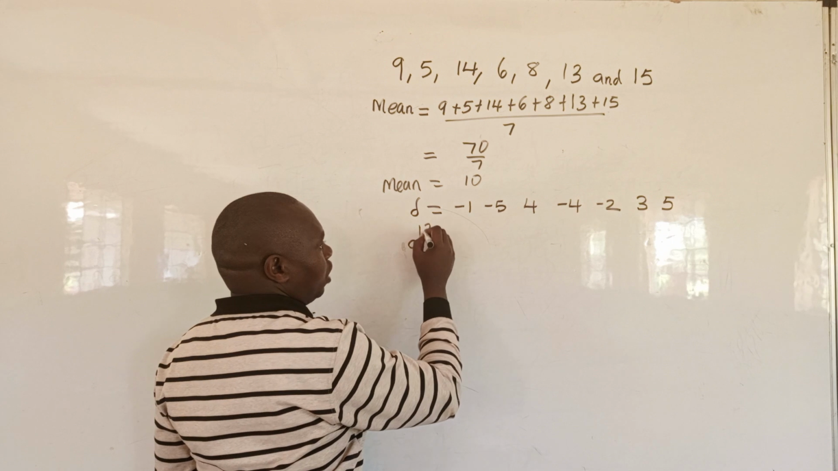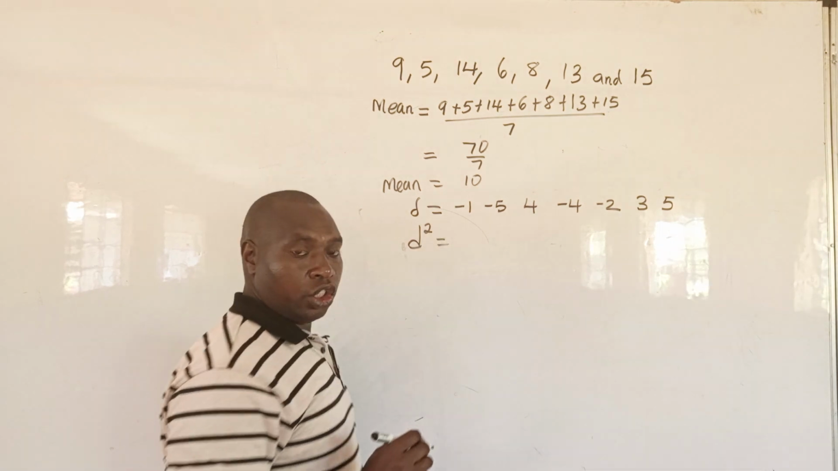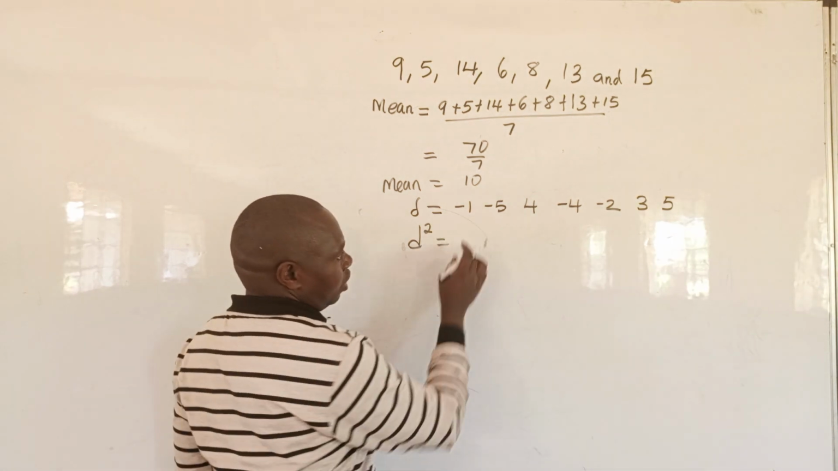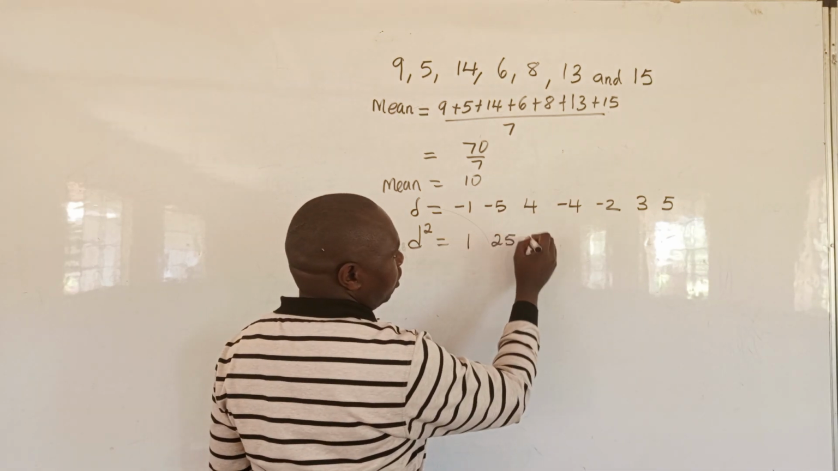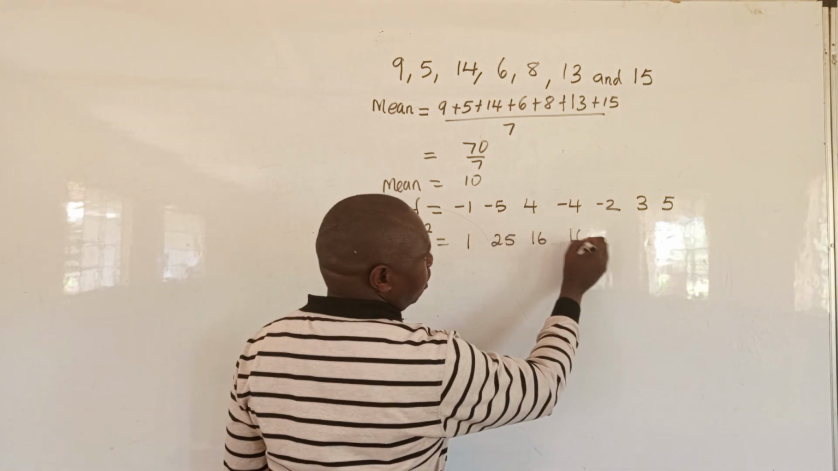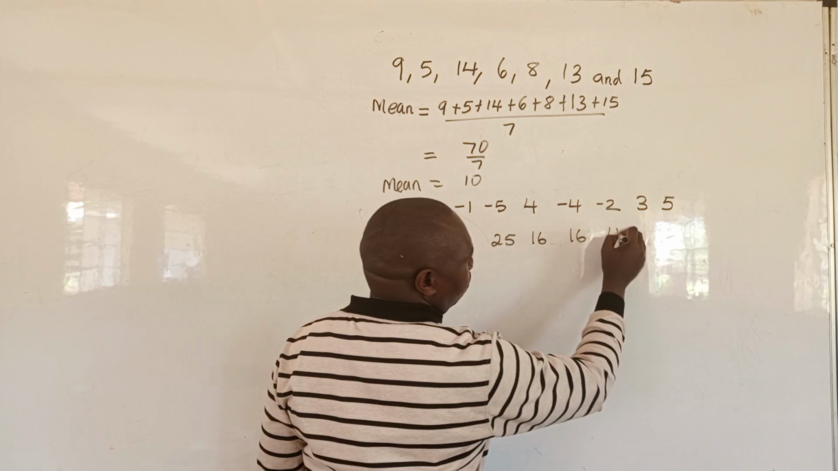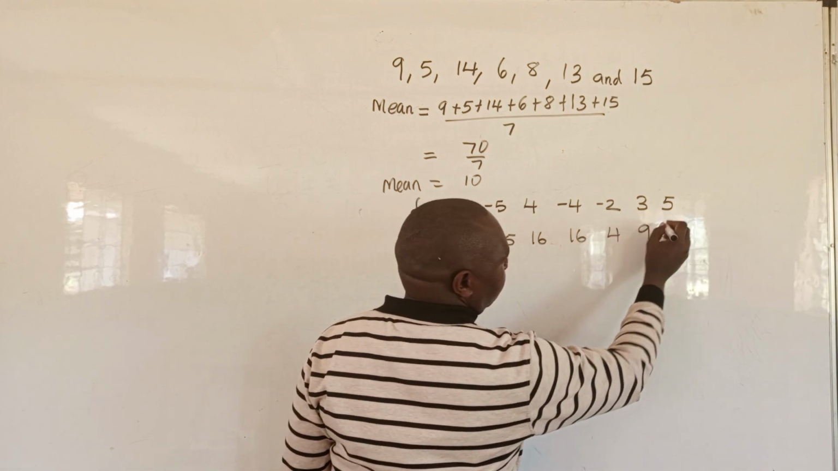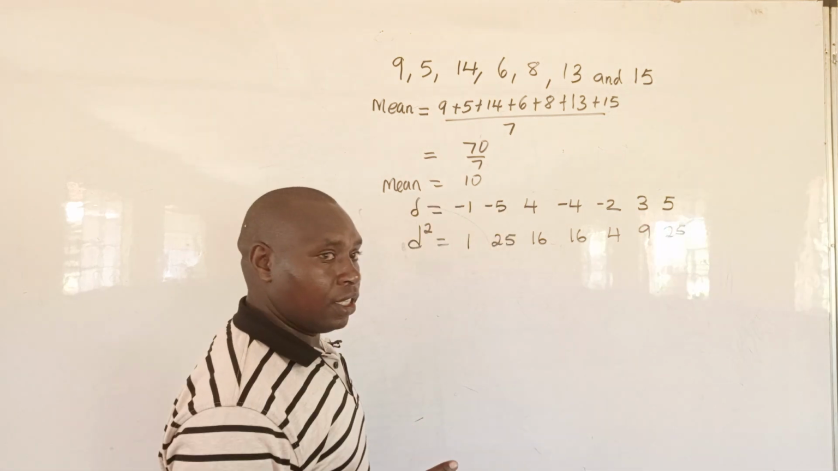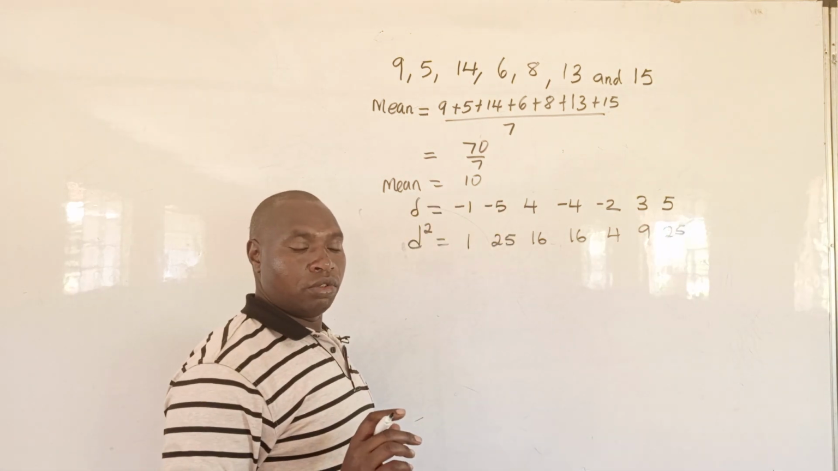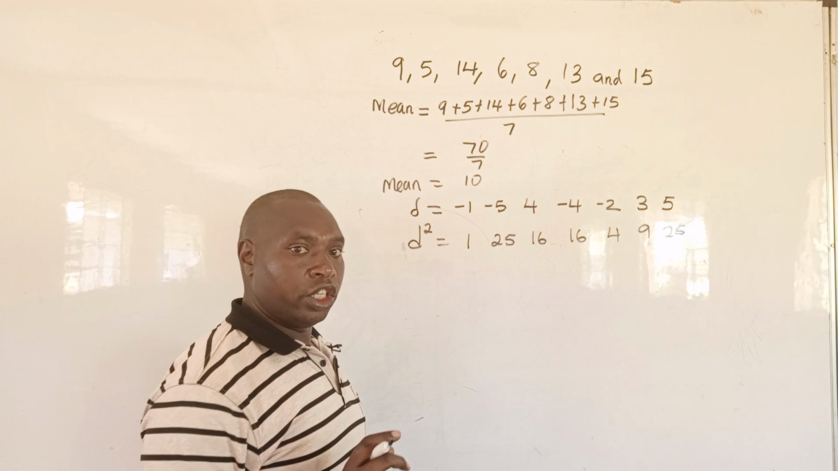Then the candidate was expected to square the deviations so that they get 1 here, 5 squared is 25, this is 16, this is 16, this is 4, this is 9, and of course 25. Now, to get the standard deviation, the candidate was supposed to introduce the concept of variance.